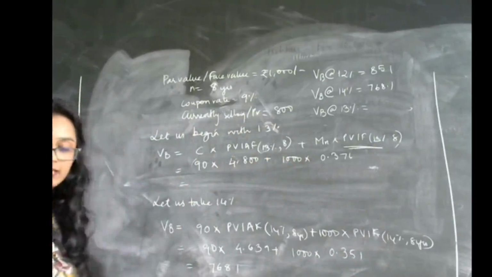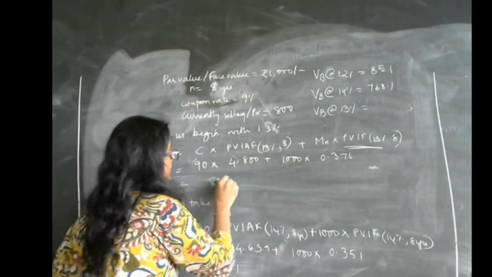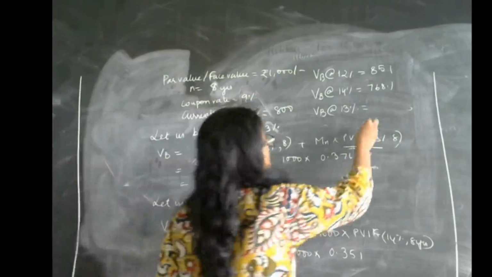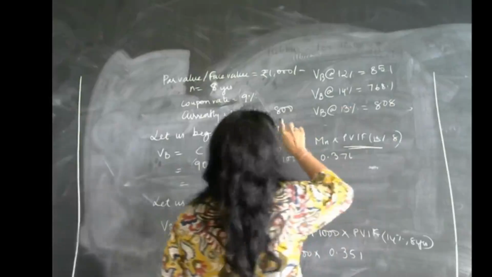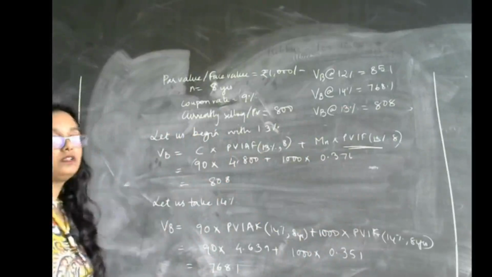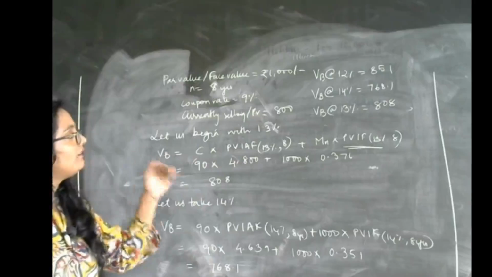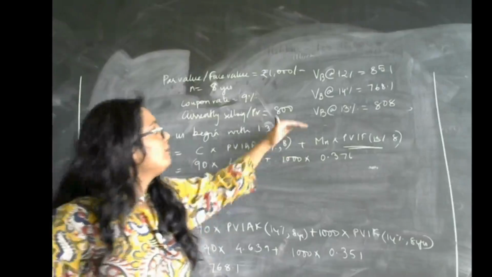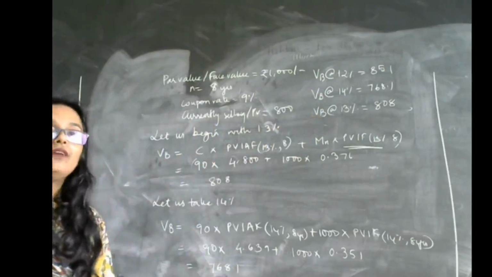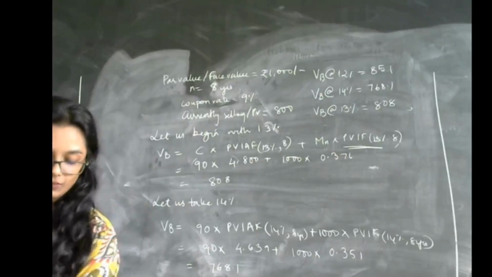So how much is it coming to? It is coming to around 880. So this is close by, right? This is close by to 800. Yes, we are doing good. So we have got the value at the higher interest rate, and we have also got the value at the lower interest rate. So now we can use the interpolation formula to find out the YTM.